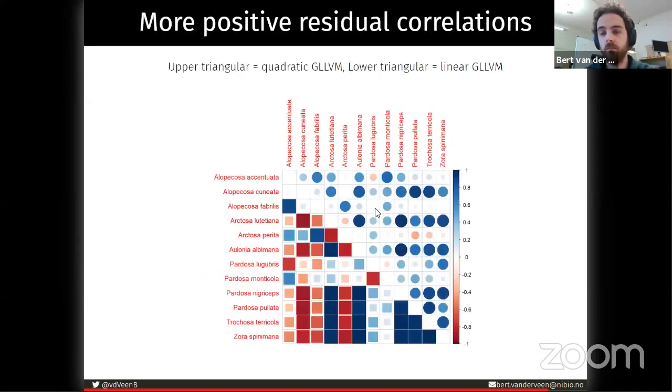We can also see that here, where I have a plot of the residual correlations between the species of the spider data set. The lower triangular are the residual correlations of a linear GLLVM with the same number of latent variables, and the upper triangular is from the quadratic GLLVM, where you can clearly see that there are a lot more negative residual correlations, a lot more red. And if you look here, then a lot of them have disappeared or are a lot weaker.